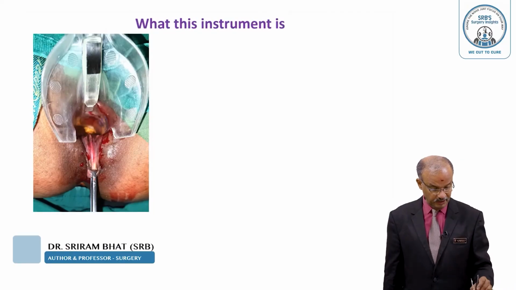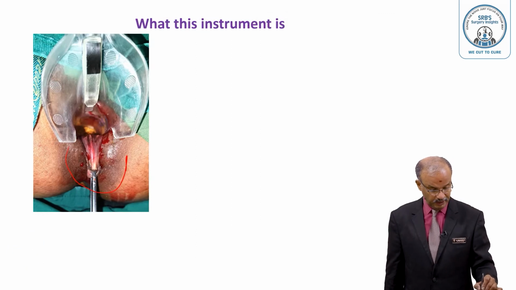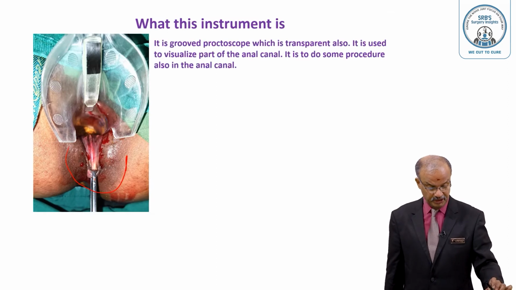Hello students, we'll discuss the instrument today. Let's see what this instrument is. See that it is in the anal canal. Some lesion is there, that we will discuss later. It's transparent, there's a groove here. It is getting retracted. So what is this instrument?